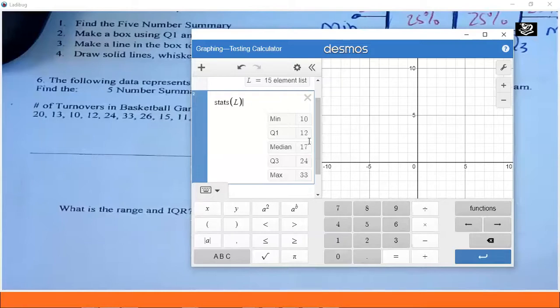Oh, we used a lowercase L, which is fine. It just means you have to type a lowercase L in, whatever letter you use, because that's how it recognizes it. Okay. On our paper, let's make our box and whiskers plot.